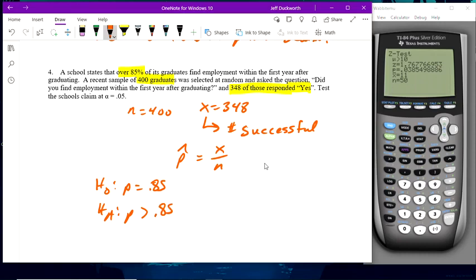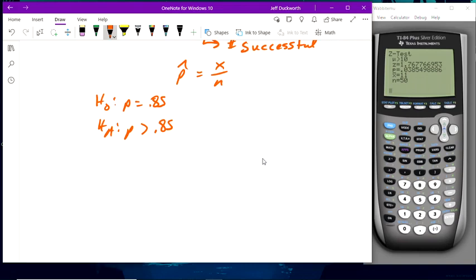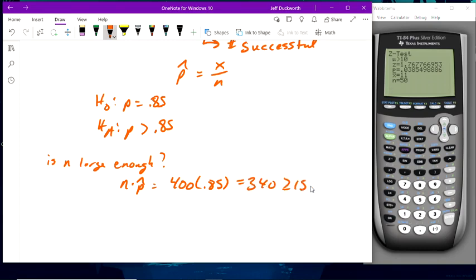Now, we should really check to see if we can even run this. So, is n large enough? Well, you can simply look at X and n minus X, or n times P hat, or n times 1 minus P hat. So n times P hat is going to be 400 times 0.85, and that comes out to 340, which is at least 15. And now 340 is a good proportion of 400.